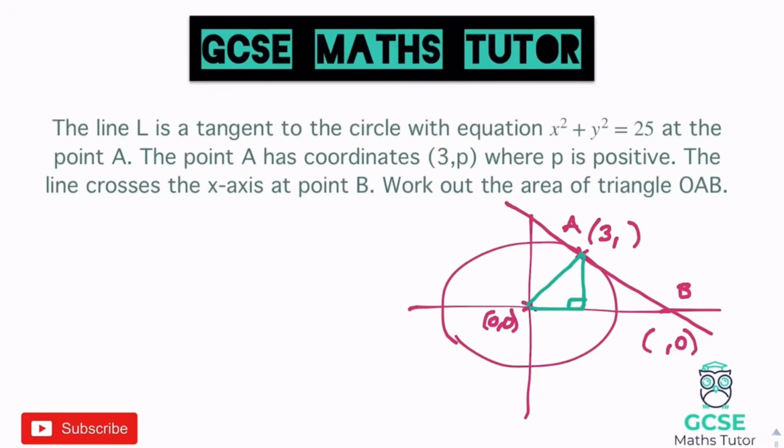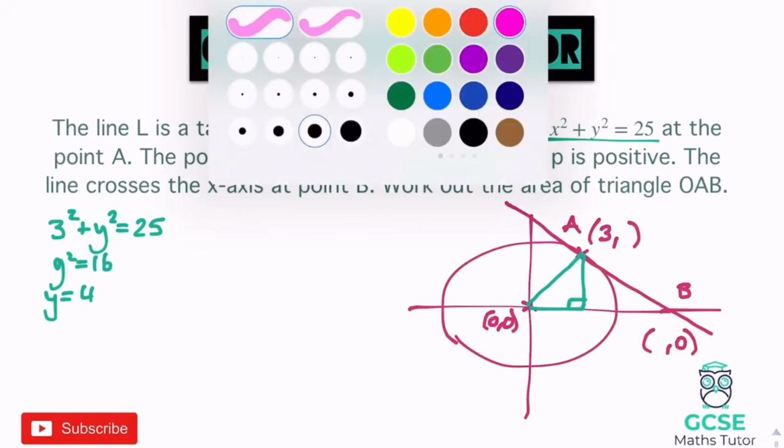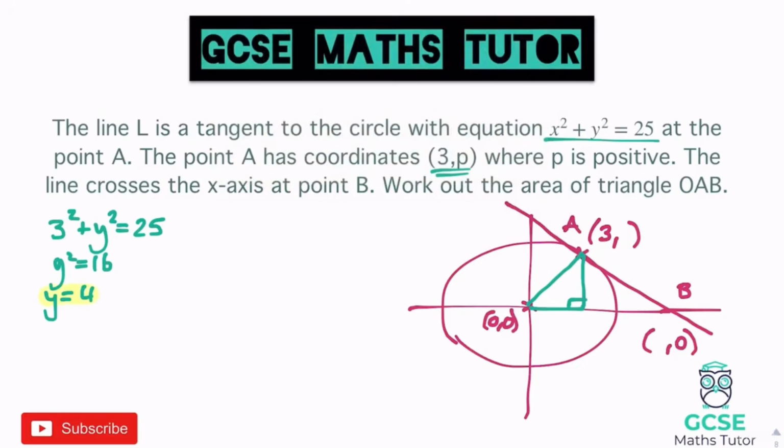We need to get first this y coordinate. So let's sub that into our circle equation and see what we get. So x is 3. So we have 3 squared plus y squared equals 25. Take away 9 from both sides. 3 squared is 9. So y squared equals 16. Square root both sides. We get y equals plus or minus 4. But we know it's positive, so we know it's going to be 4. So there we go. That's our first little bit of working out done there, finding that y coordinate, so y equals 4. Right, on to the next step.